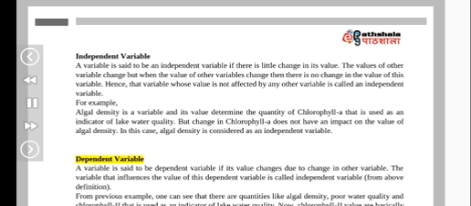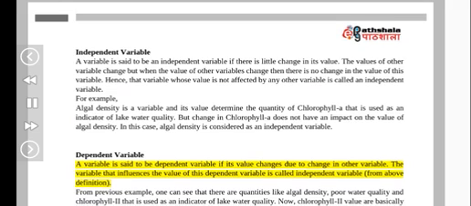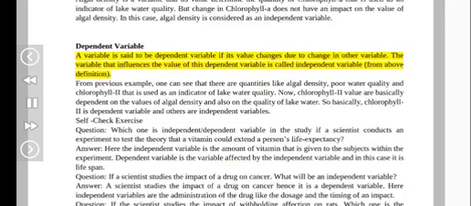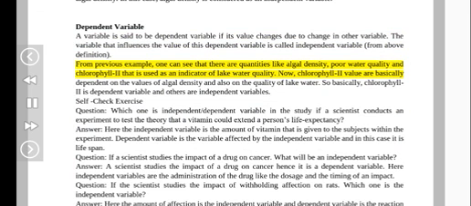Dependent variable. A variable is said to be a dependent variable if its value changes due to change in another variable. The variable that influences the value of the dependent variable is called the independent variable. From the previous example, one can see that there are quantities like algal density, pore water quality and chlorophyll 2 that is used as an indicator of lake water quality. Now, chlorophyll 2 values are basically dependent on the values of algal density and also on the quality of lake water. So basically, chlorophyll 2 is the dependent variable and the others are independent variables.